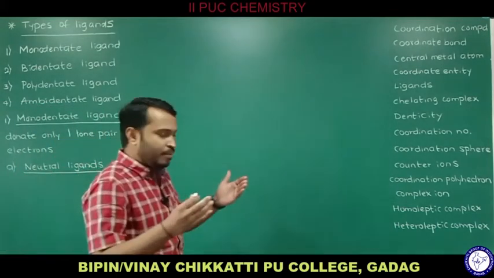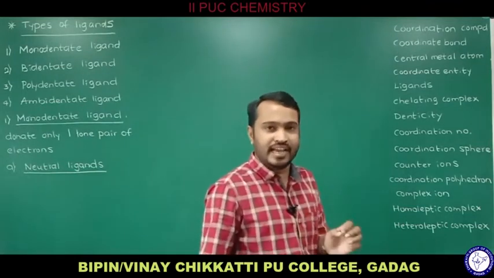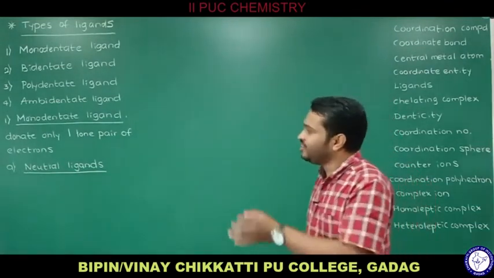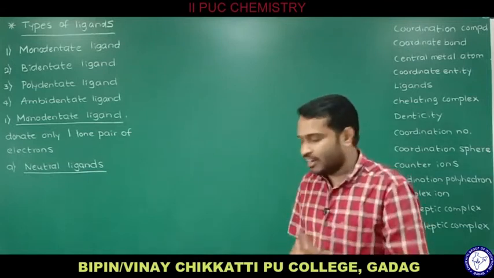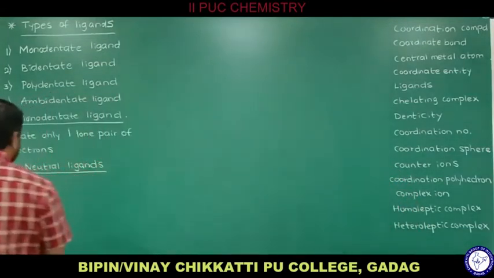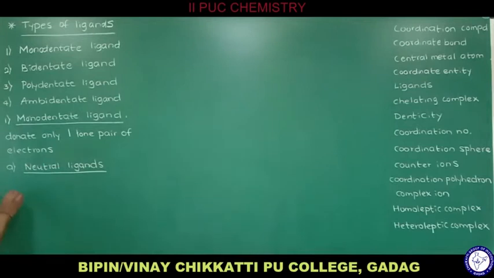We don't have any positive or negative charge over these ligands, and of course they are going to donate one lone pair of electrons to the central metal atom through a coordinate bond. So examples I am going to write here. What are the examples for the neutral ligands? Let me write the symbol as well as the name. You need to remember the symbol for the ligands as well as the names. So NH3, this is a ligand, we call it amine. H2O, it is a neutral ligand and the name is aqua. We have CO and the name is carbonyl.